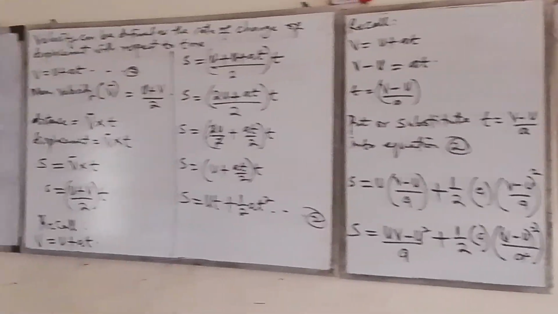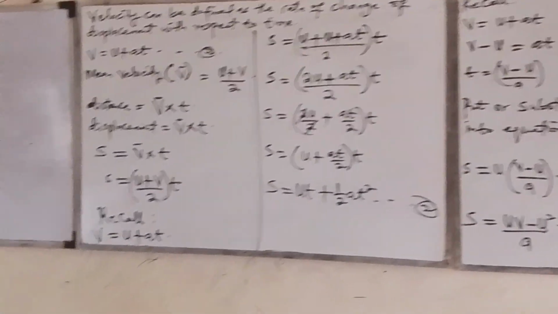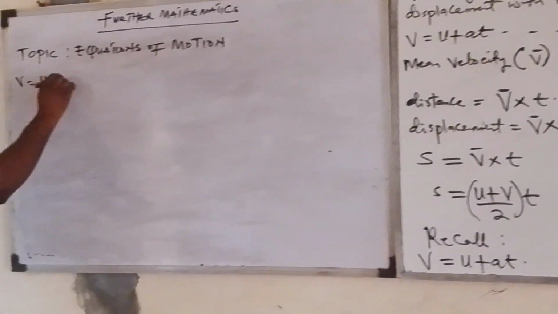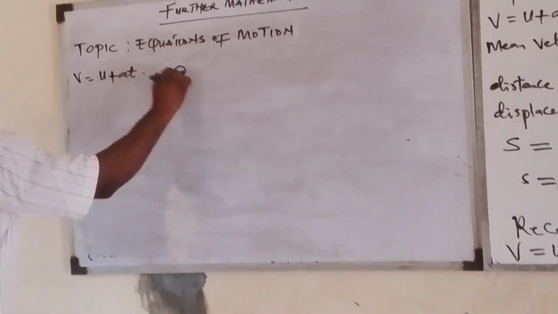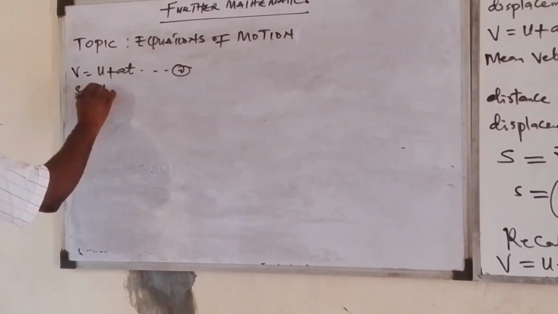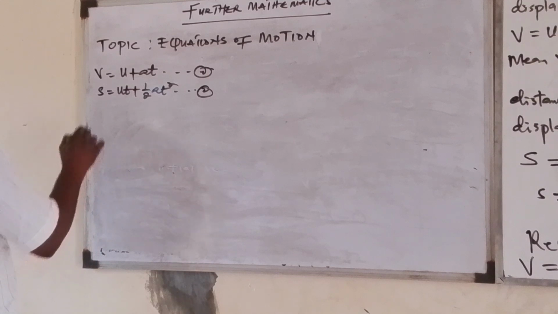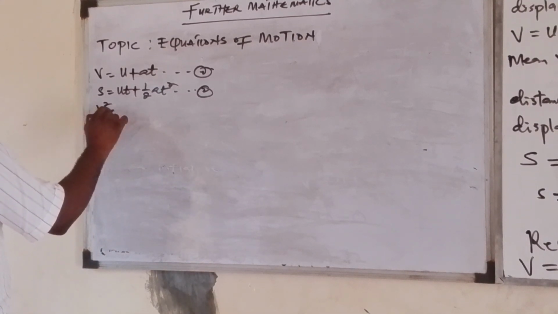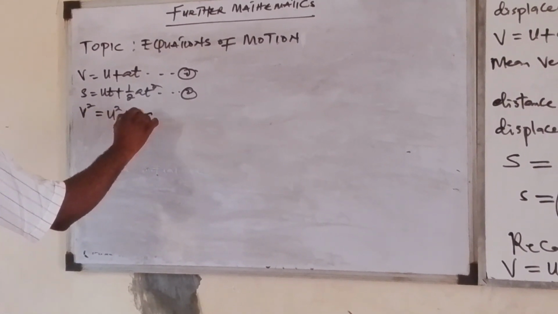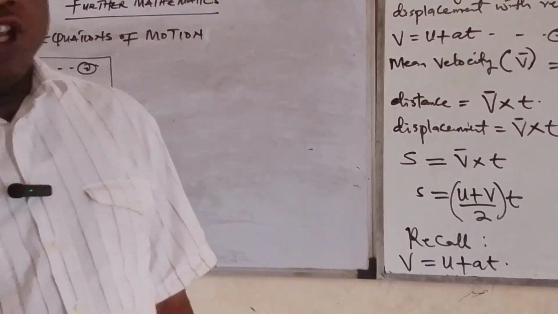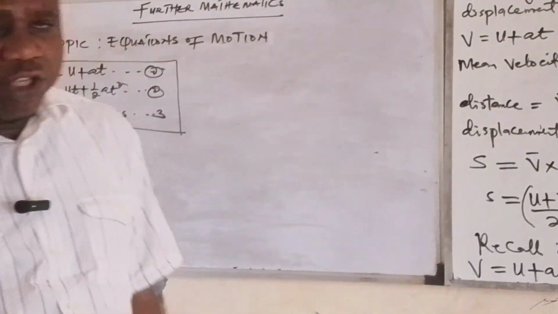Now what we are saying here is this: our v is equal to u plus at. This is equation 1. We have s is equal to ut plus half at squared. This is equation 2. We also have v squared is equal to u squared plus 2ax, which is equation 3. Now this is for a body that is accelerating, because we said acceleration is the rate of change of velocity with respect to time.